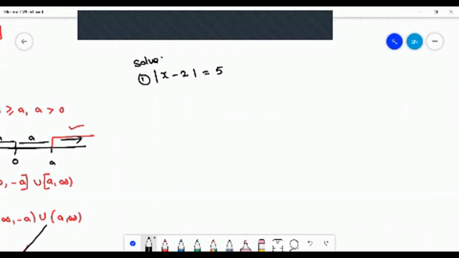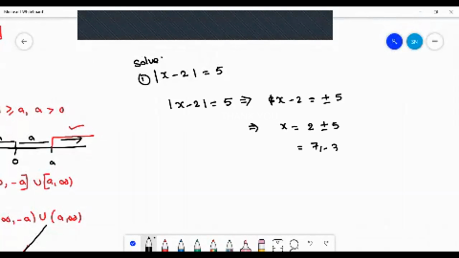So the most natural way is: modulus of x minus 2 is equal to 5 implies it's a positive value, so there exists a solution. x minus 2 is equal to plus or minus 5. Then x is equal to 2 plus or minus 5, which is equal to either 7 or minus 3.